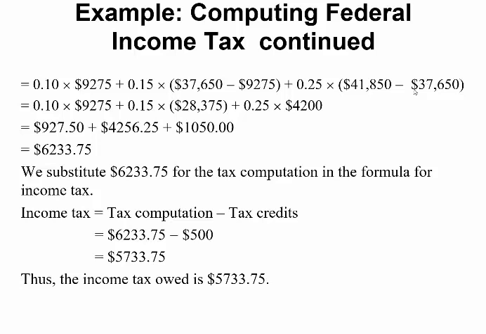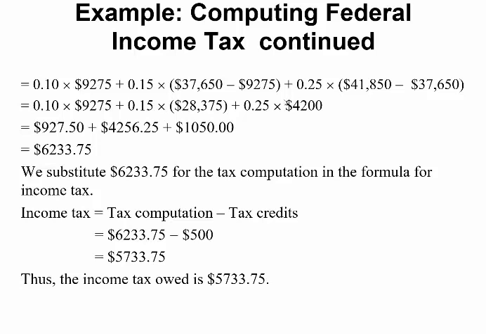However, we subtract away what she's already paid taxes on, $37,650. After you do the subtraction, she paid 10% on the first $9,275 she made. She pays 15% on this minus this, that much of her income. And then this minus this, she pays 25%. This minus this ends up being $4,200.